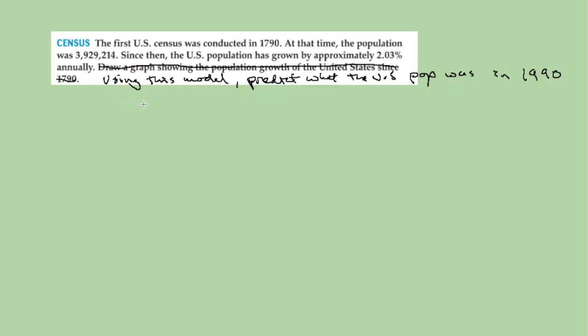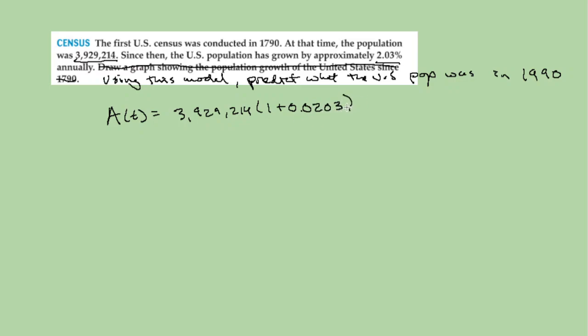The way we set this up is our A of t is equal to, my A is my initial amount. So my initial amount, you're going to use this number right here. We're going to go 3,929,214. Now we're going to go 1 plus my r. My r is 2.03%, so we have to write this as a decimal. It's going to be 0.0203.